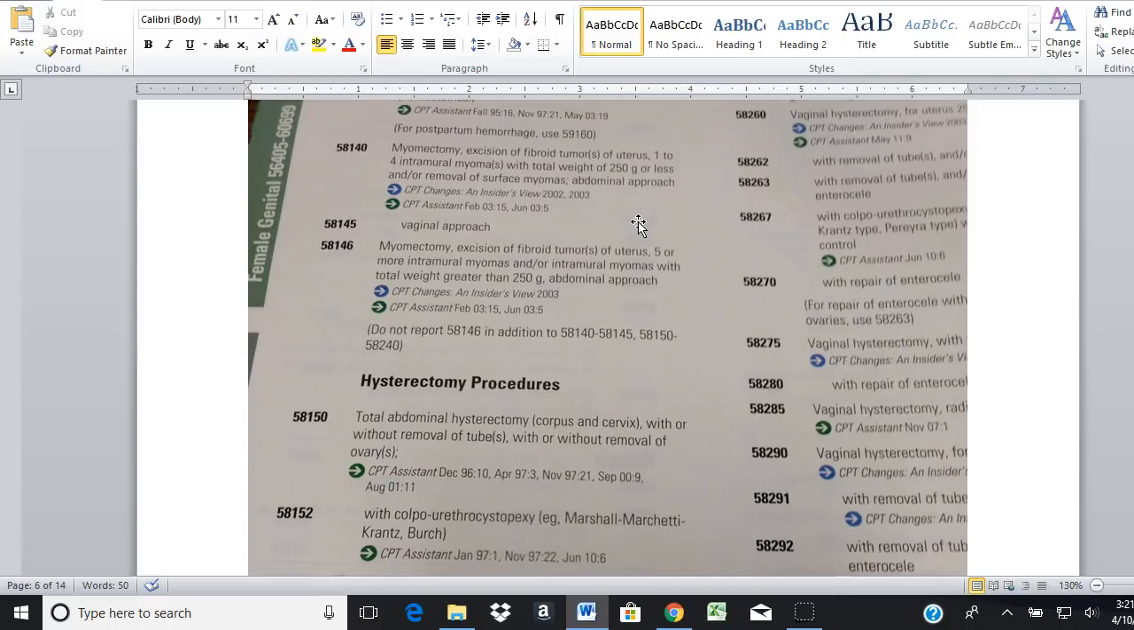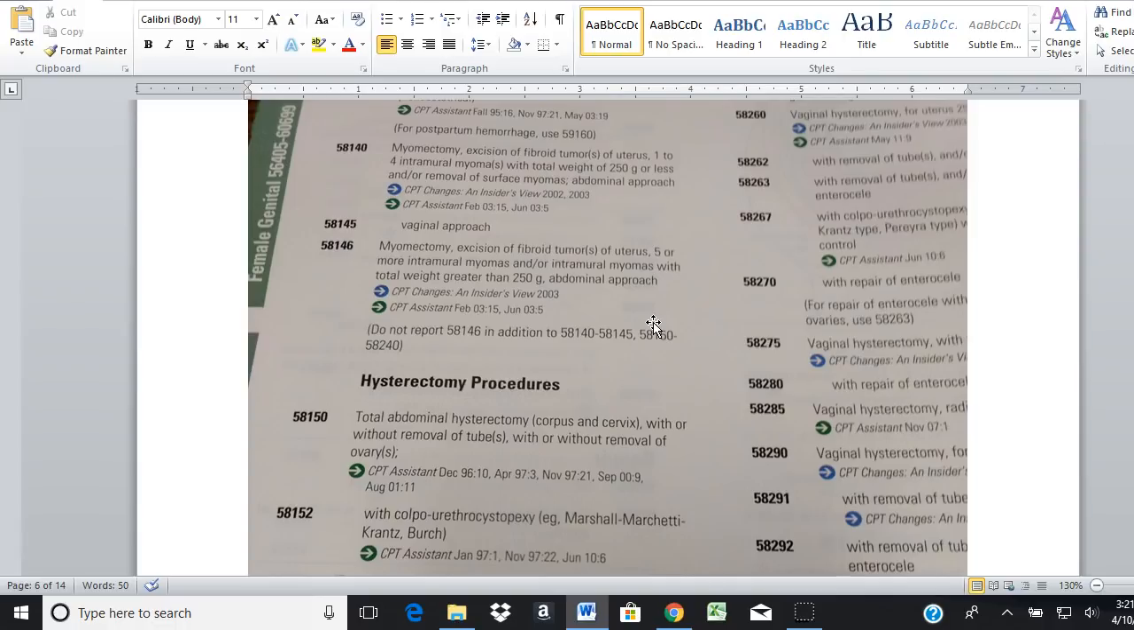So for these, they're based off of exactly how much they weigh and the approach. How did we remove it from the body? So just like we were talking about in the urinary system and the male genital system, if we can go in through a natural orifice to do a procedure, that's the way we try to do it. However, sometimes we're going to have to cut into the body to get to that area.